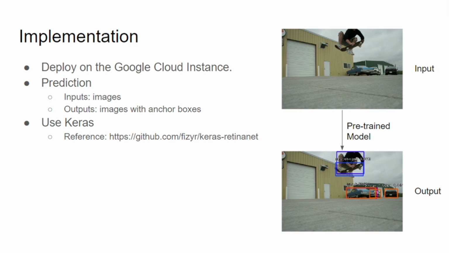So after the literature review, here's the implementation part. We deploy the project on a Google Cloud instance, and we do prediction based on a pre-trained RetinaNet model. The inputs will be raw images and the outputs will be images with anchor boxes. The project uses Keras to do both training and prediction, and the reference is shown here.